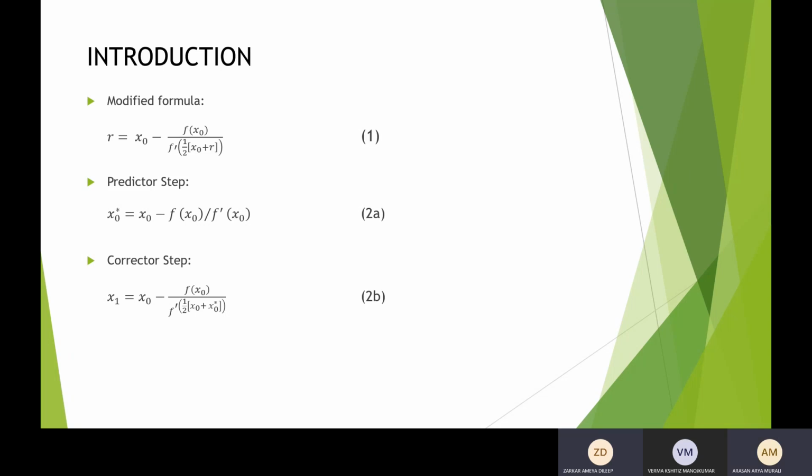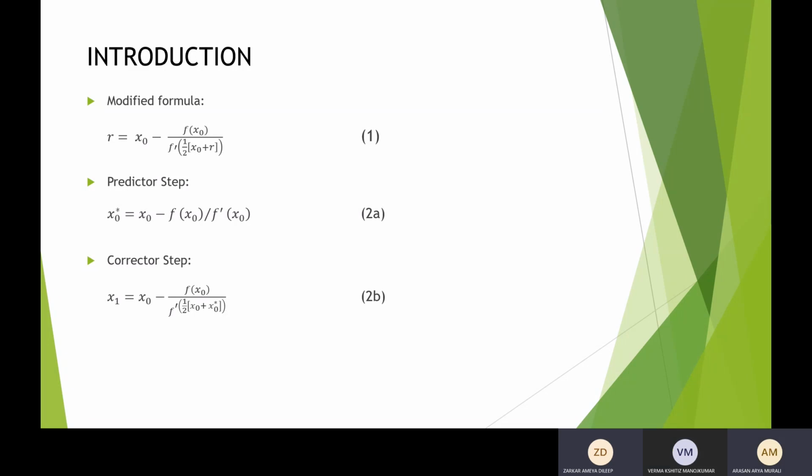In this paper, the Newton-Raphson method's formula has been modified as r equals x0 minus f of x0 upon f dash of half of x0 plus r, where r is the root of the equation to be found iteratively and x0 is the initial guess.